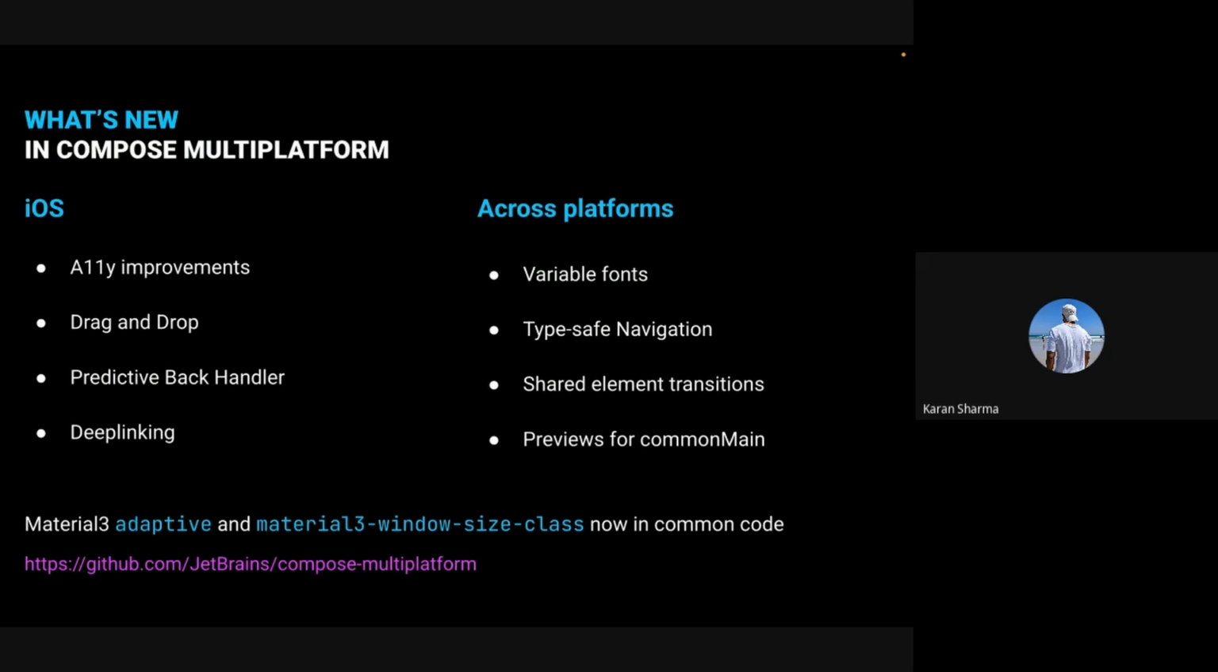Drag and drop is now supported. Predictive back handler was a very, very popular thing that people were asking for and expecting. Like on iOS, I can see where I'm going when I'm going back. So it is now supported in Compose Multiplatform. Deep linking is now supported, which is very, very important. And across the platforms, we can do variable fonts and type-safe navigation. Type-safe navigation is from the Compose navigation library. So yeah, people familiar with Android might relate well to it.